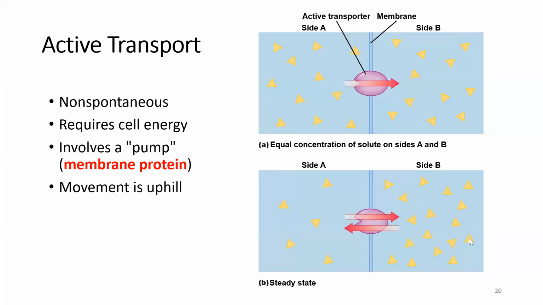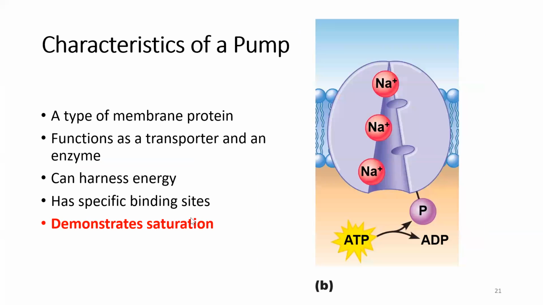Really important to make that distinction that active transport moves against the concentration gradient, so from side A to side B here, and that will require some type of energy input, such as a pump, and that pump will either use ATP or it will use the energy that is harnessed from another molecule moving down its concentration gradient.